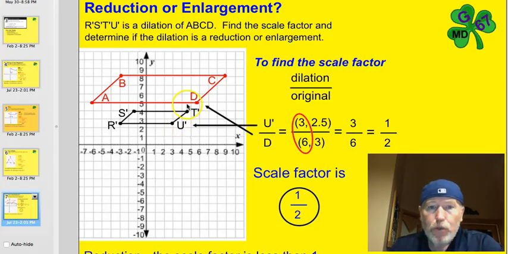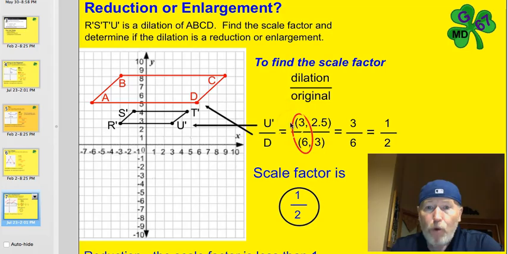Corresponding points, U and D. We're going to put the dilation over the original. So U prime over D. Dilation over original. DO, just do it. So U's values are 3, 2.5. Here's my XY, and here's my XY for D. So I've set up my little pair.